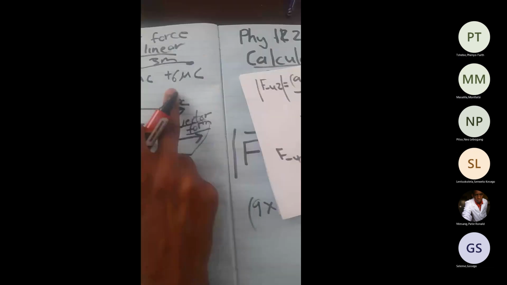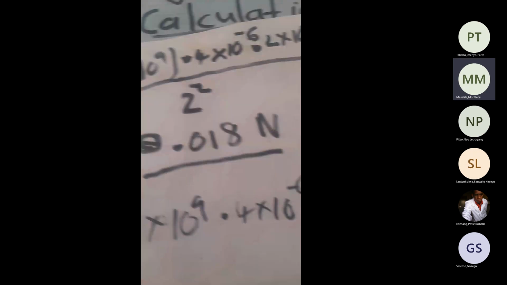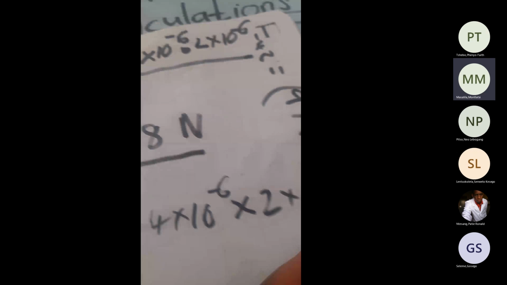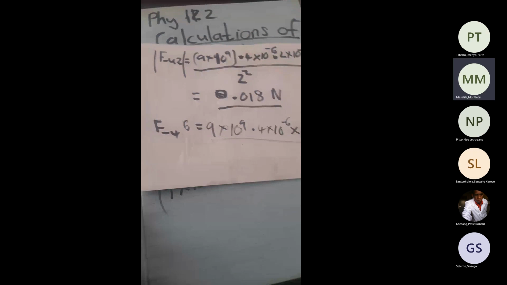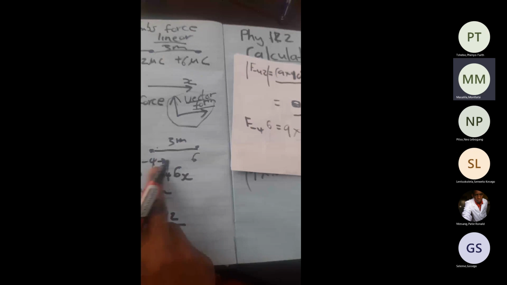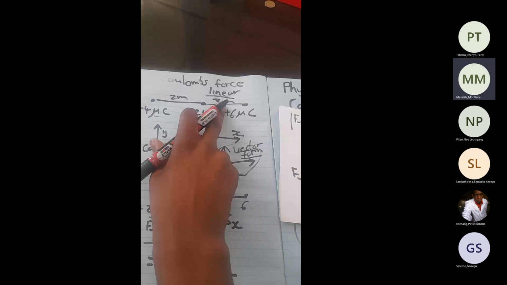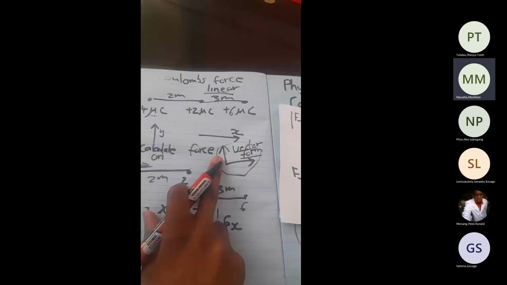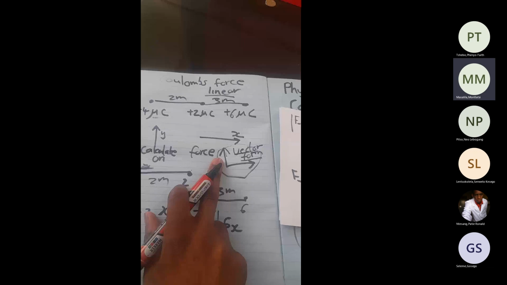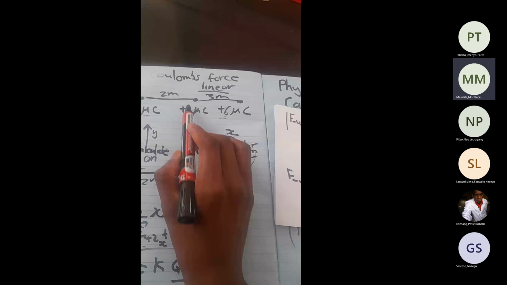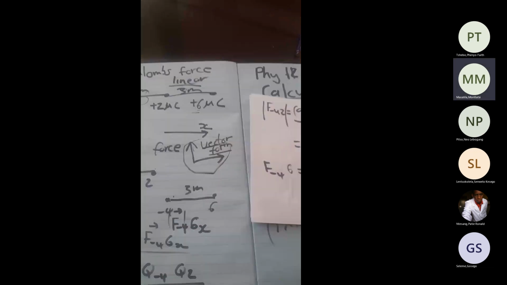So this is over the distance between Q4 and Q6. The distance between Q4 and Q6 is 3 meters from the question. I mean, the distance between Q4 and Q6 is 5, because I add 2 plus 3, which is 5. So I've made a mistake here. It's going to be 5 meters.